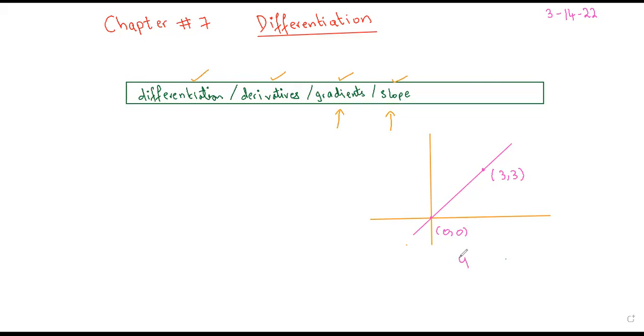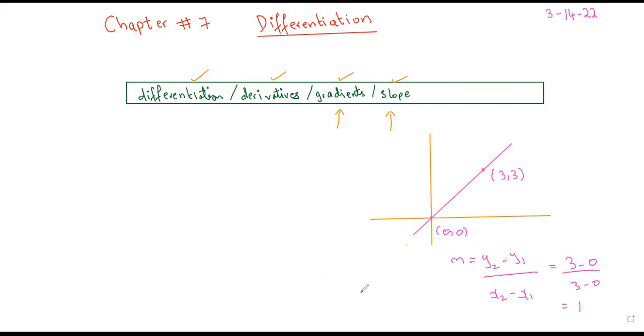We use the formula m equals y2 minus y1 divided by x2 minus x1. We can think about the first point as any point, and the answer is going to be 3 minus 0 divided by 3 minus 0, and it would be 1. This is how we used to do it in O levels in order to find the gradients. And we know we can only use this formula for straight lines.